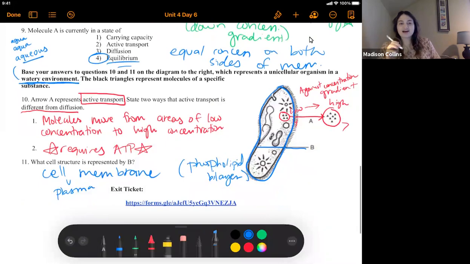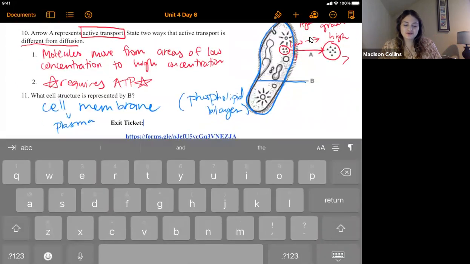All right, and that is all I have for you guys today. So make sure you are comfortable with the differences between active and passive transport. Other than that, answer your exit ticket questions and have a wonderful day.